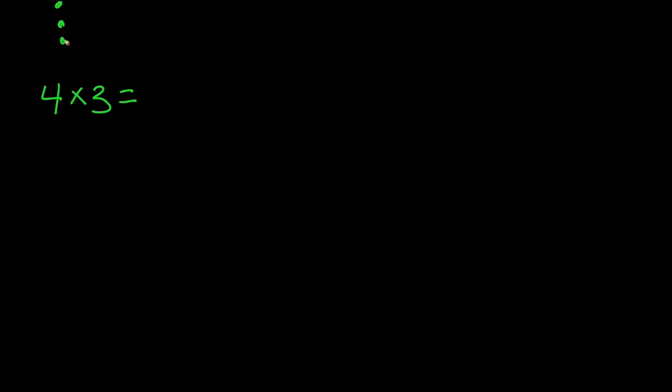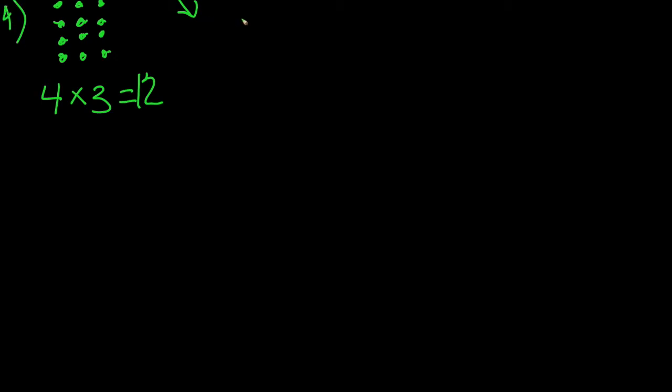1, 2, 3, 4. That's one group of 4. 1, 2, 3, 4. That's two groups of 4. 1, 2, 3, 4. That's three groups of 4. Then you count it up. 1, 2, 3, 4, 5, 6, 7, 8, 9, 10, 11, 12. Okay? Now you need to show me the other array. Go ahead and give it a try. This is problem number 4.